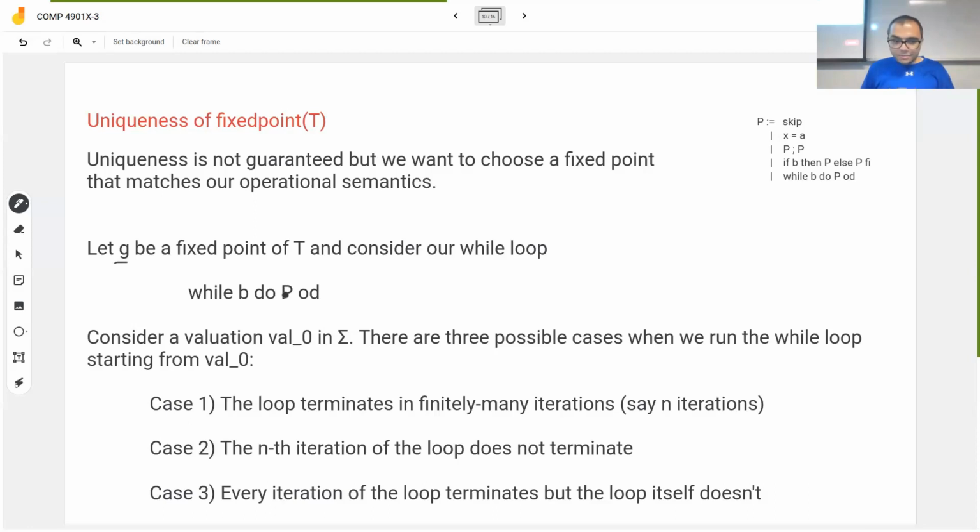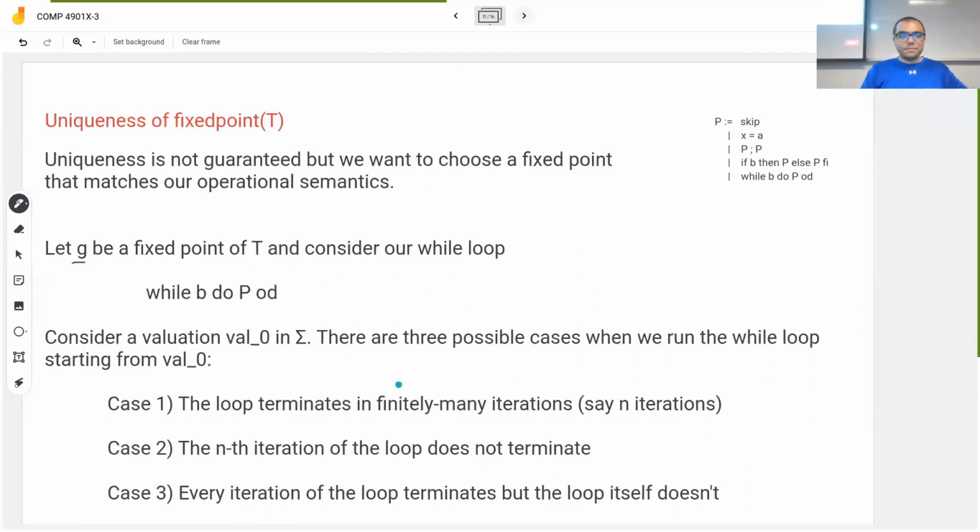That's my second case. And then the third case is that every iteration of my loop terminates. So this program P always terminates, but the loop itself does not terminate. So I have an infinite loop, and the problem is not with any inner loops. The problem is really with this while loop. Okay, I'm going to consider each one of these three cases separately. And I'm going to see what happens with this function g. And just remember, g was an arbitrary fixed point of t. Okay.